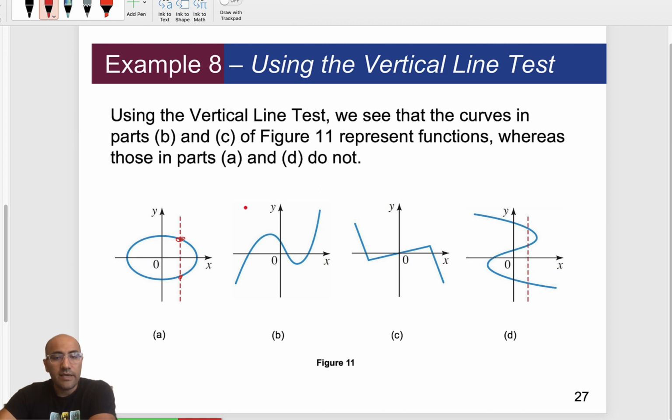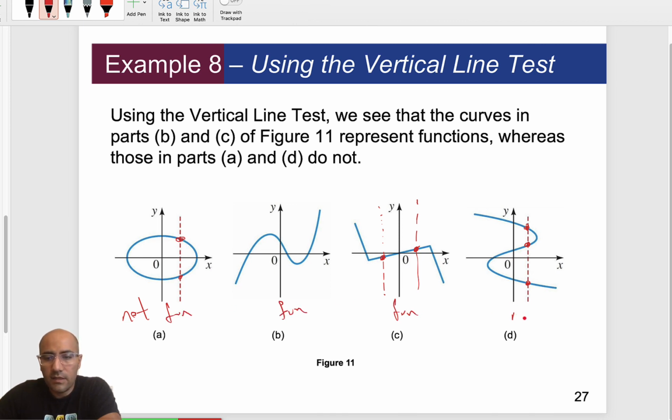C, same thing. As we sweep a line through there, we see that it only touches one point at a time. If I do a vertical line as it sweeps, it only touches there. There's no vertical line where it fails. So this is the graph of a function. And then clearly it fails for this last one, so not a function. So just to clarify, this is not a function. This is a function. This is a function. This is not a function.